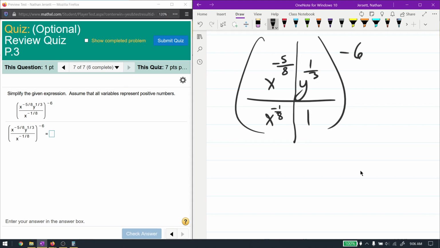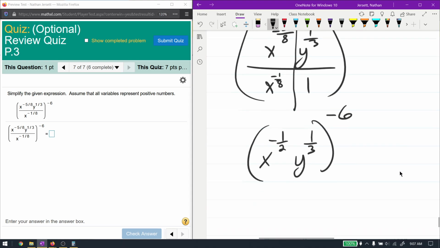And now I have like bases that are dividing. So I'm going to subtract: negative 5 over 8 minus negative 1 over 8 is x to the negative 4 over 8. But that reduces down to 1/2, so negative 1 over 2. And the y to the 1/3, nothing's been done to that, so that's fine.